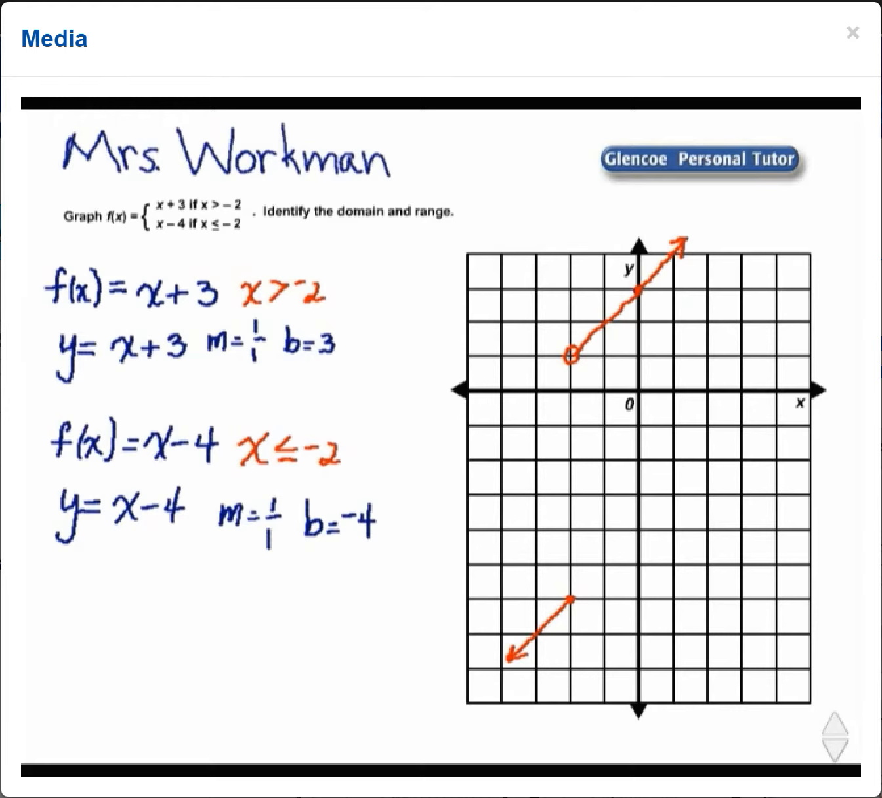Graph f of x equals x plus 3 if x is greater than negative 2. F of x equals x minus 4 if x is less than or equal to negative 2. The graph of that piecewise function looks like this. Now we are to identify the domain and range. The domain refers to the x values.